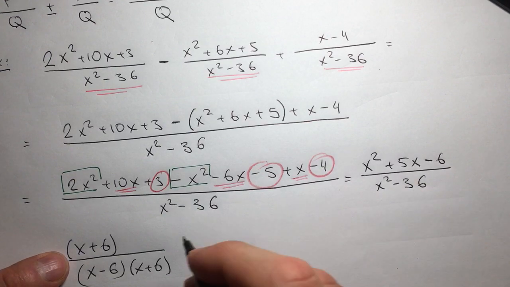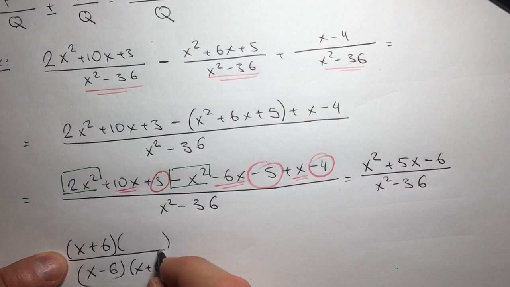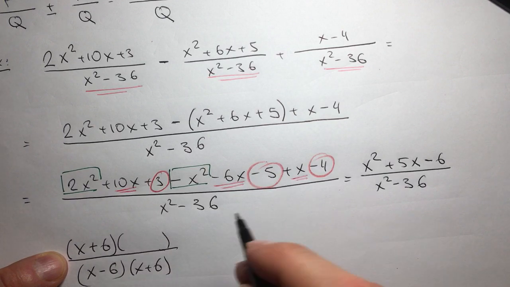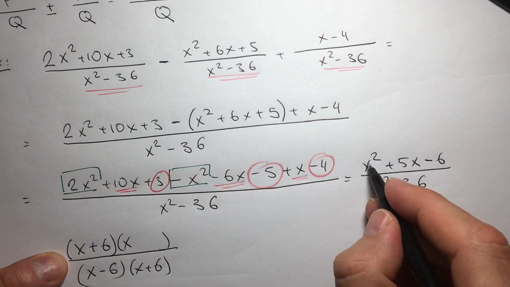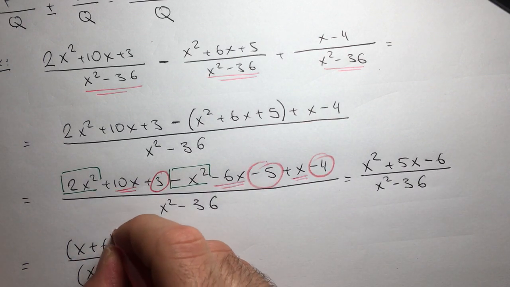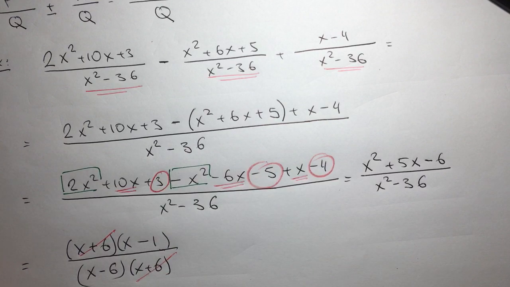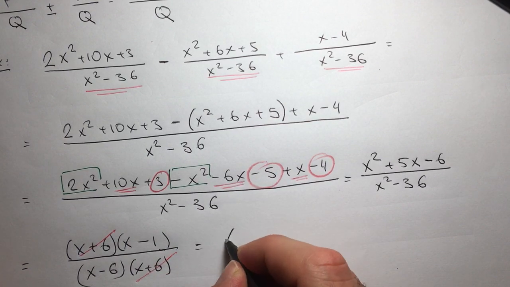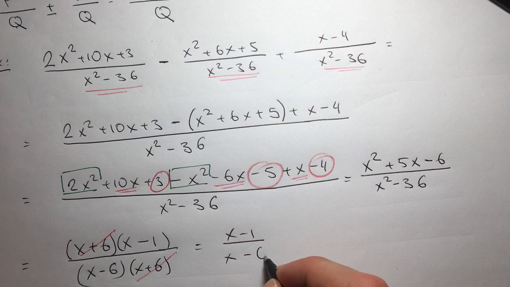Okay, so let's finish factoring this numerator. I'm multiplying x by x to get x squared, and I'm multiplying positive 6 by negative 1 to get negative 6. And the common factor we can cancel. So I get x minus 1 over x minus 6.